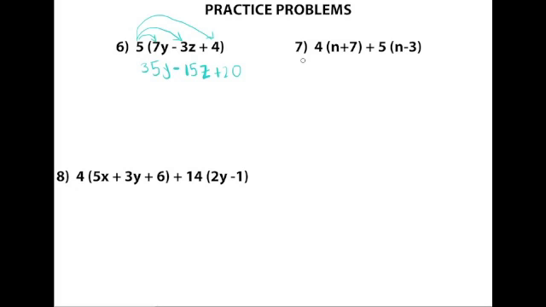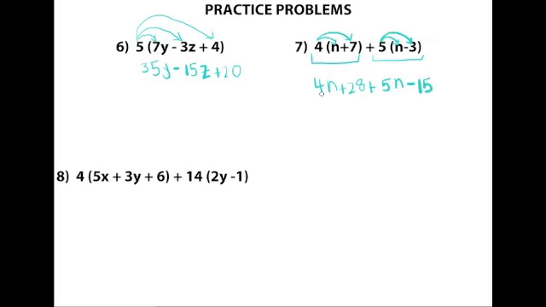Okay, number 7, same thing, I just changed up the way it looks. So this is a 2-in-1 problem, 2 distributing problems in one. Here's the first one, and then here's the second one. Starting with this first half, I have a 4 times n, 4n, 4 times 7, 28. I have a plus sign here, so I'm just going to drop it down. 5 times n, or a positive 5n. Positive 5 times negative 3.